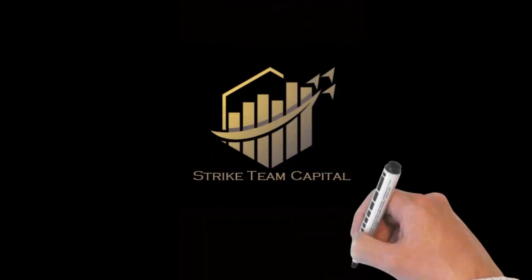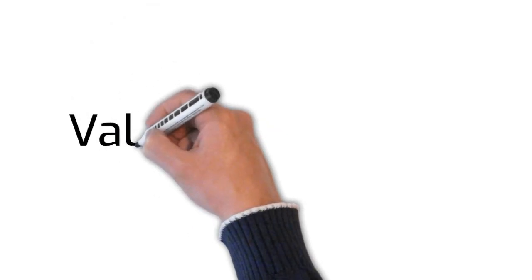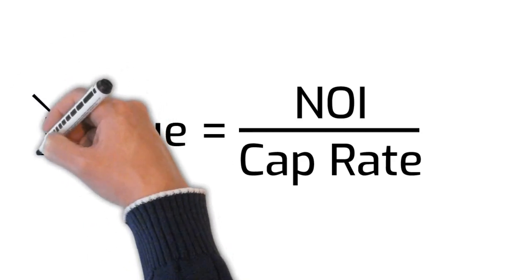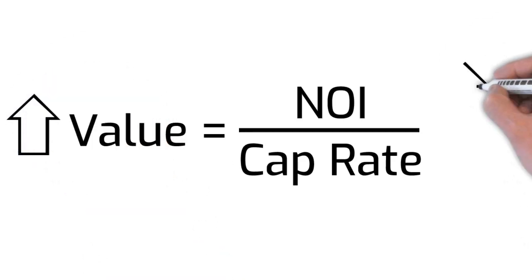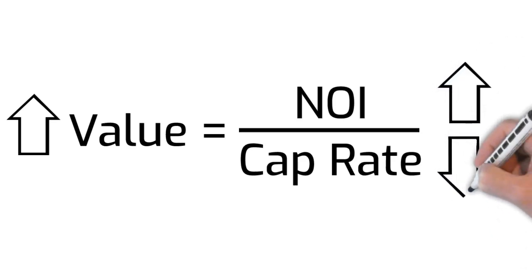Now that we know how the value of an apartment is determined, let's see how we can use this knowledge to increase the value of our apartment. Remember that value equals NOI divided by cap rate. So to increase the value, we either need NOI to increase or cap rate to decrease, or ideally both. Let's start with cap rate.